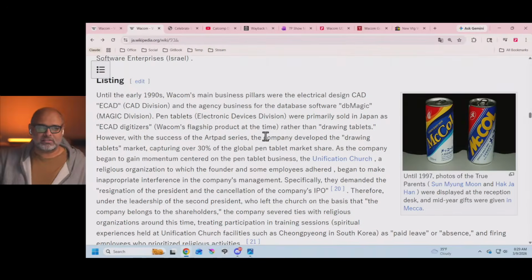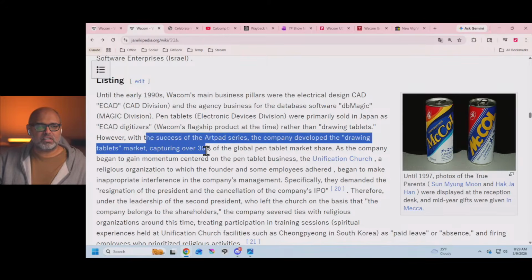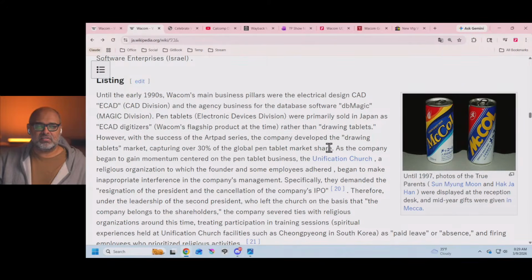However, with the success of the ArtPad series, the company developed the drawing tablets market, capturing over 30% of the global pen tablet market share.